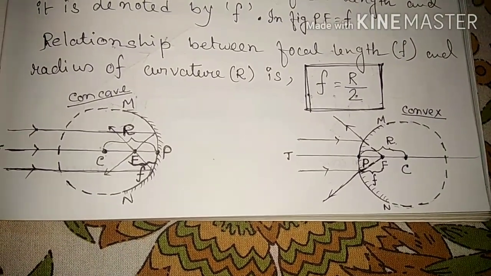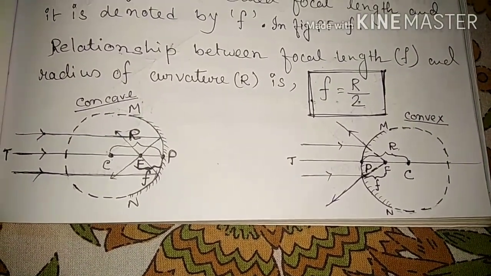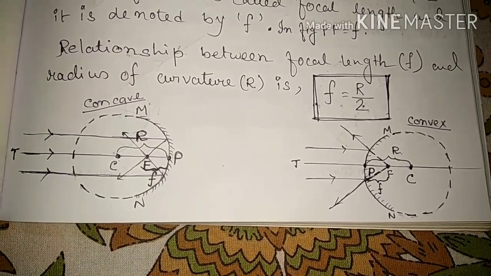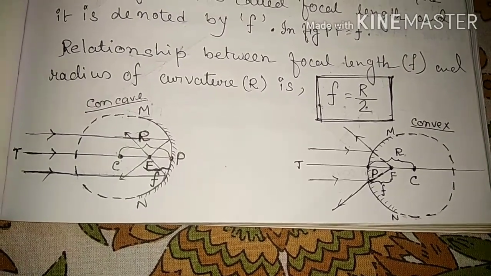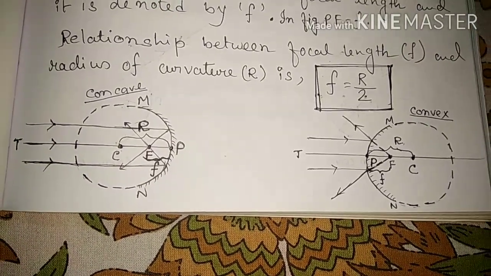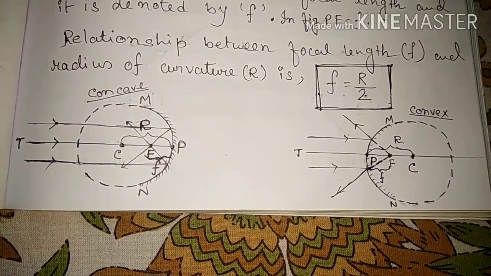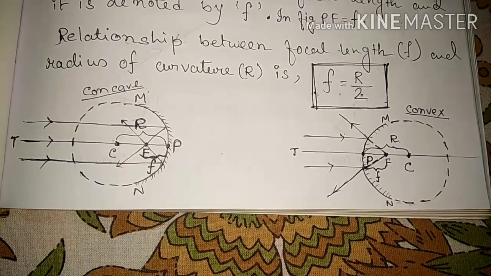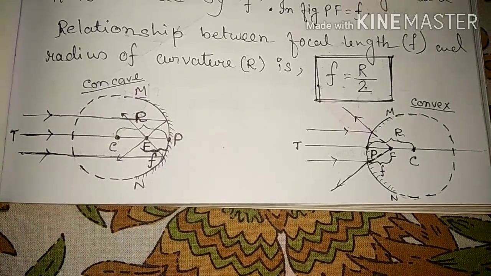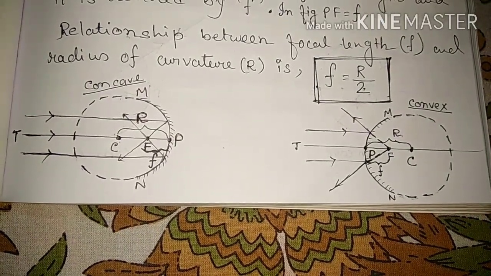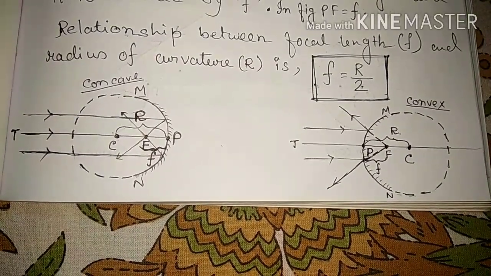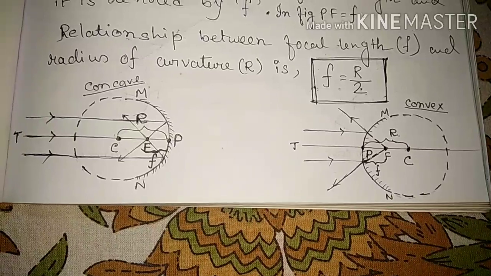Now next is focus. Focus is a point on the principal axis where all parallel light rays actually meet or appear to meet after reflection. Why do we say that? Because in case of a concave mirror, they will actually meet on that point, but in case of a convex mirror, we join that reflected ray with a dotted line, and we see that they will meet at a point on the principal axis, that is called focus.